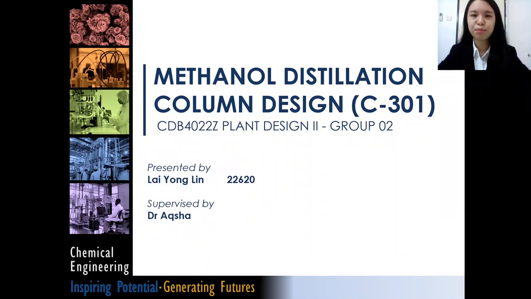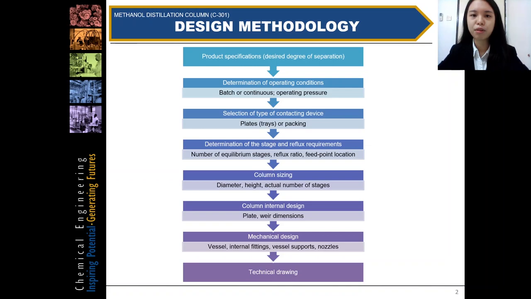Today, I'm here to present on the equipment design for methanol distillation column C-301. Before that, let's have a look at the design methodology for a distillation column. There are generally 8 steps, starting from product specifications, operating conditions, connecting device, stage and reflux requirement, column sizing, column internal design, mechanical design, and lastly, the technical drawing.